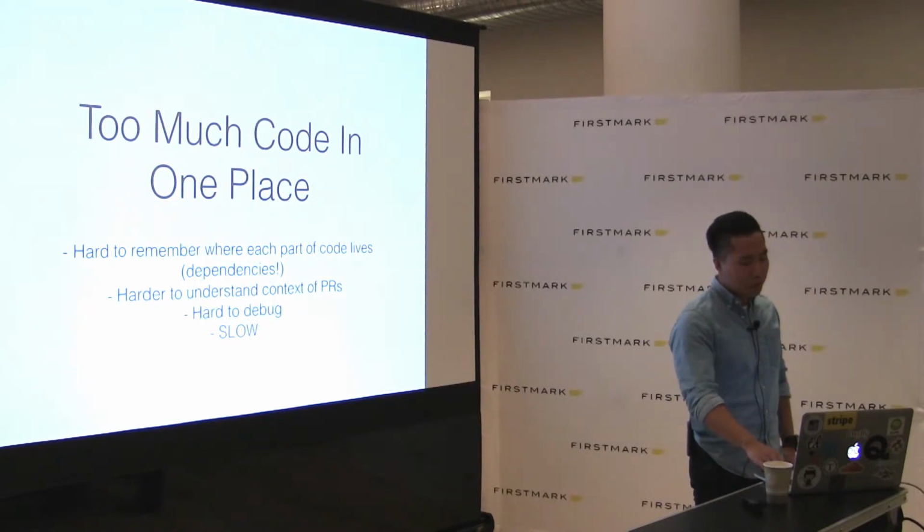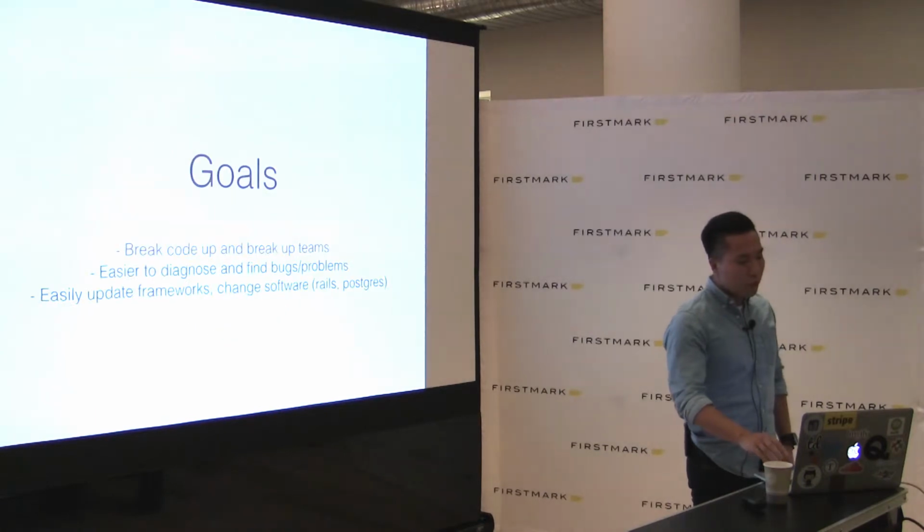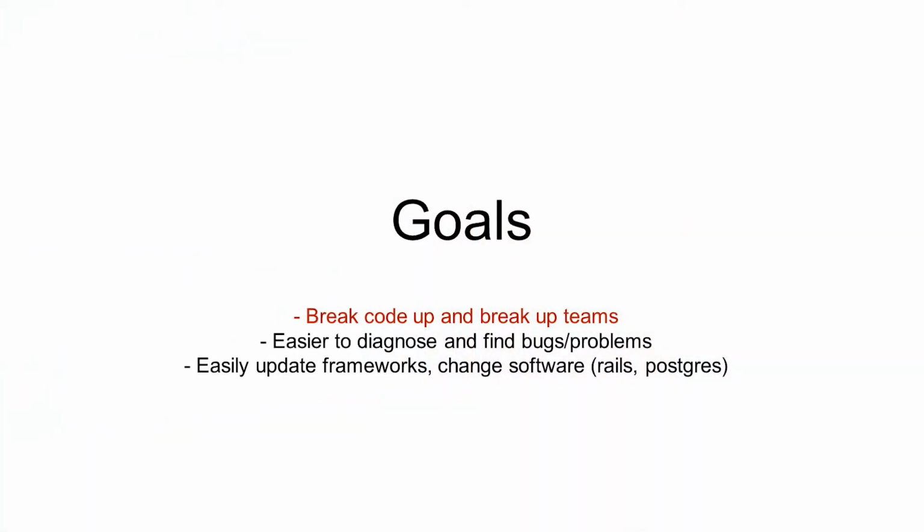And we mentioned that it was really slow. So what were the goals, right? I already said we want to go fast. Breaking up the code also allowed us to break up the teams. Right now, our ideal goal over the next 2 years is to break up the code into 4 parts and break it into 4 teams.